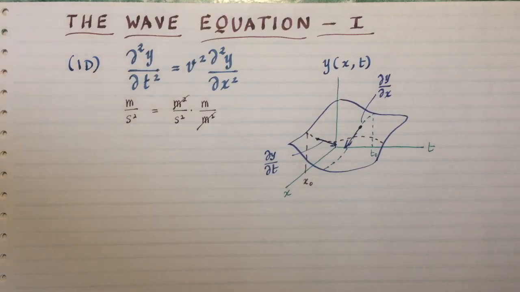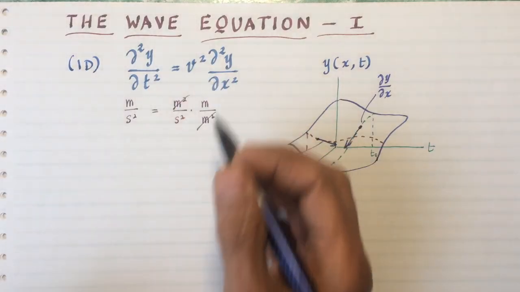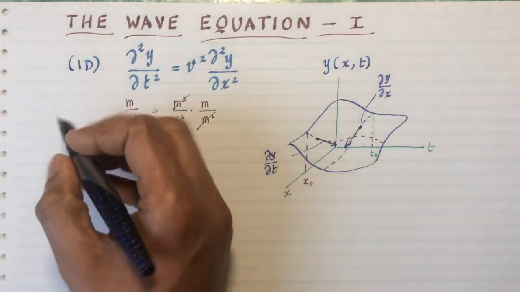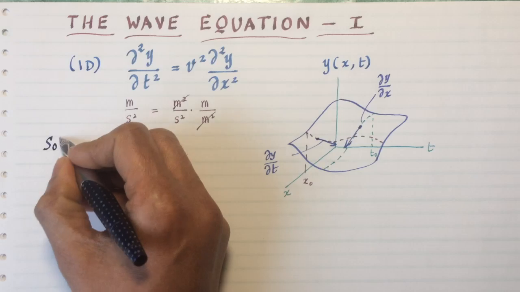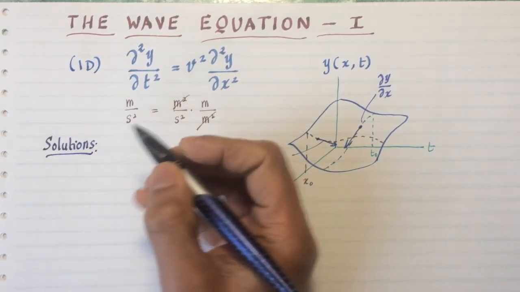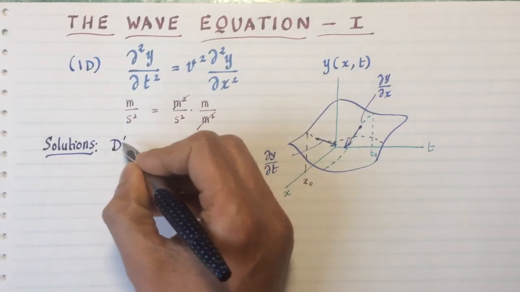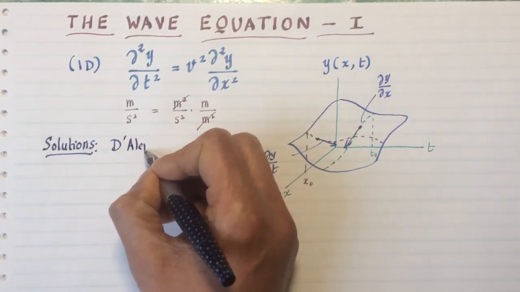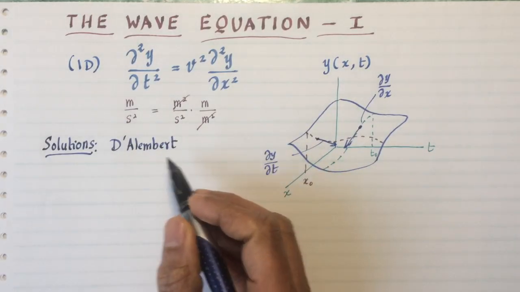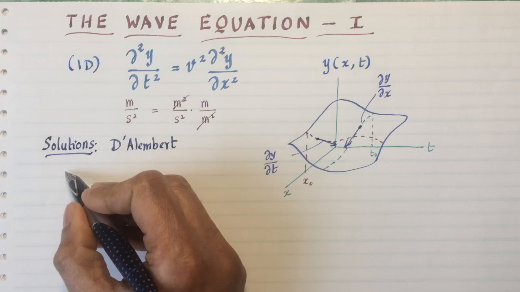Now let's talk about the solutions to this. What kind of functions actually satisfy this wave equation? They're known as the solutions of the wave equation. And they are of two types, and this was first done by the mathematician called D'Alembert long time ago. And he found that there are two kinds of functions which satisfy the wave equation.